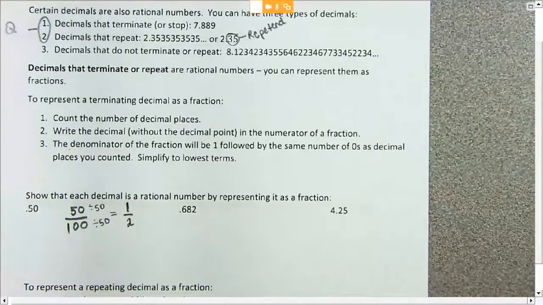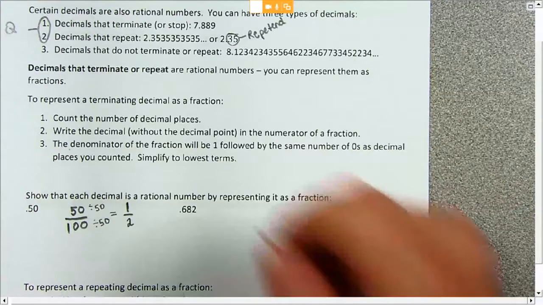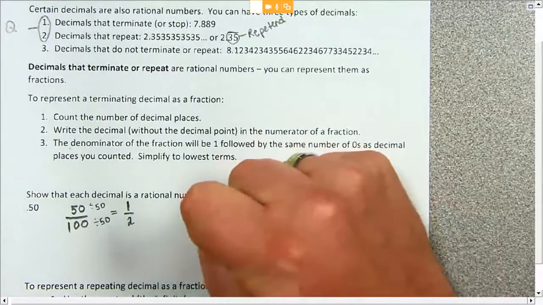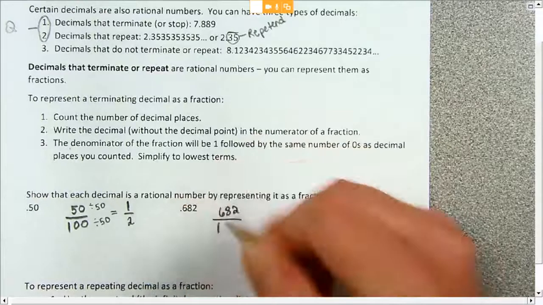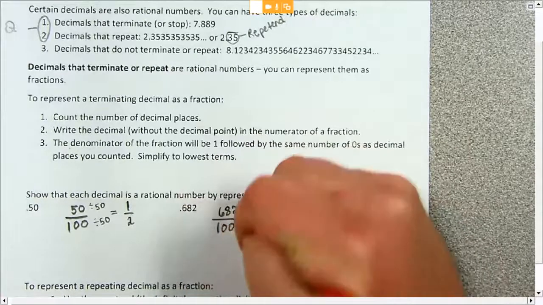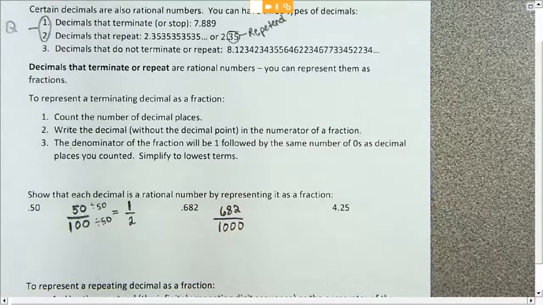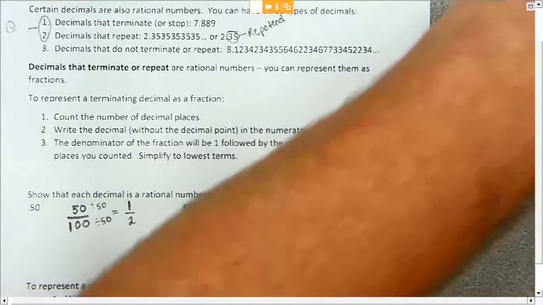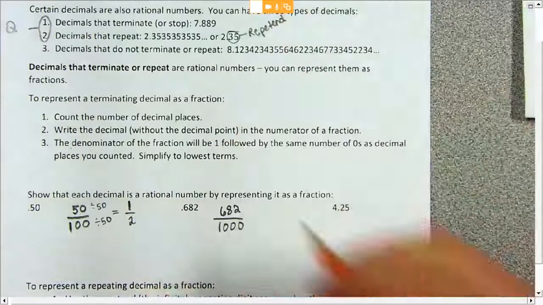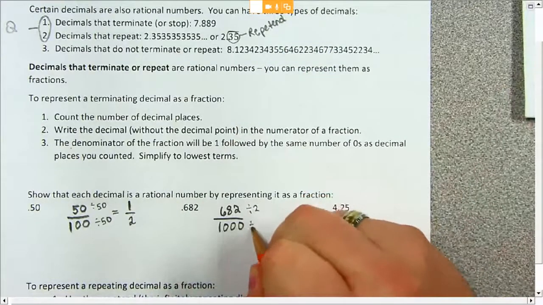All right, let's look at 0.682. How many decimal places are there? 3. So I'm going to write 682 over 1 followed by 3 zeros. And then I can reduce this if I want to. I think I can divide both of these by 2.